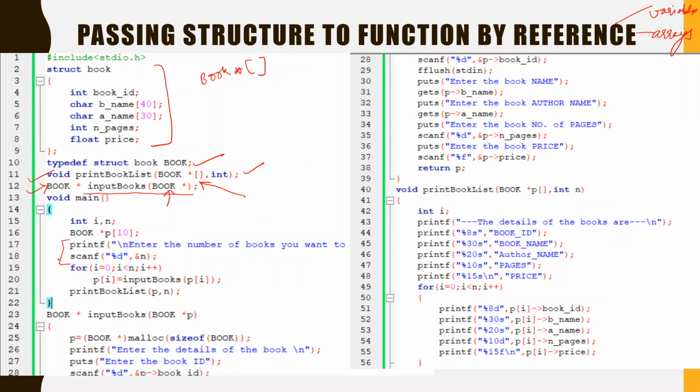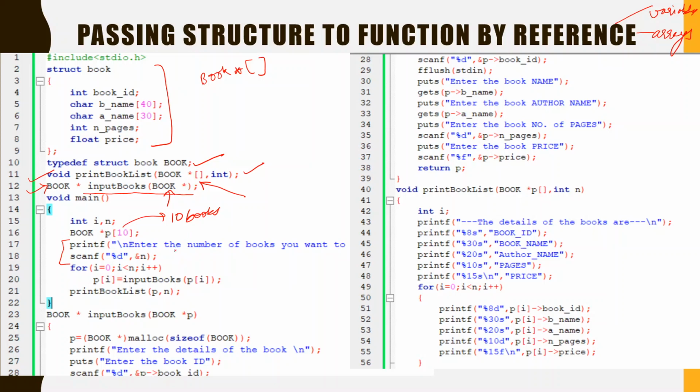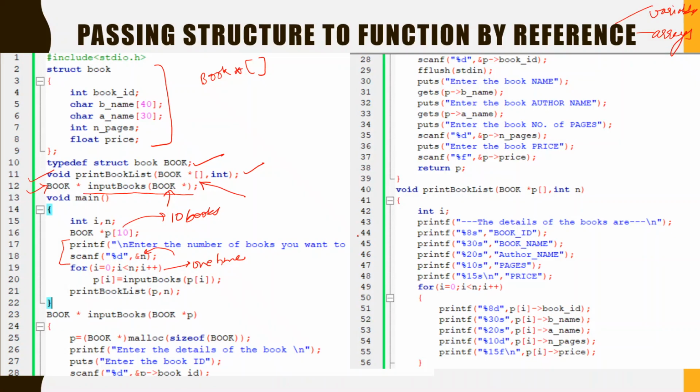We have taken from the user how many books the user wants to enter. So we have space for 10 books, but we are going to ask the user. Suppose the user here enters only 1 book. So n is 1, and now this loop is going to run only one time. It could run for n times, but for the sake of easy logic, I have given you one run of the loop. So here you can see that this i would be 0, so this is input books P0.